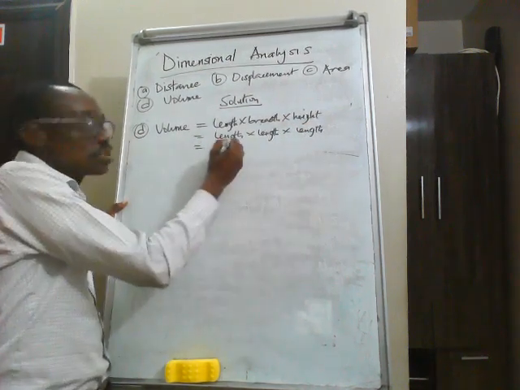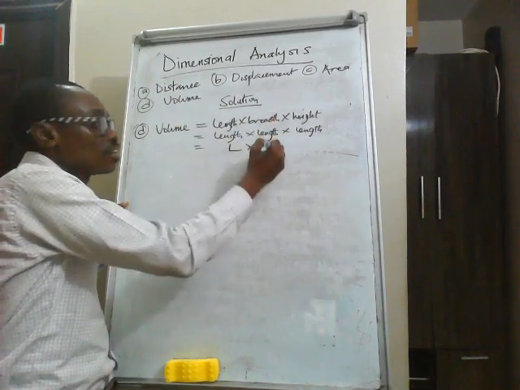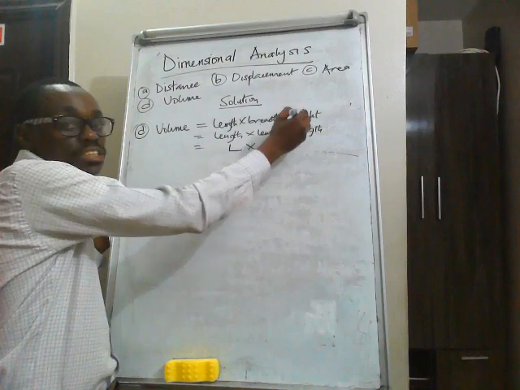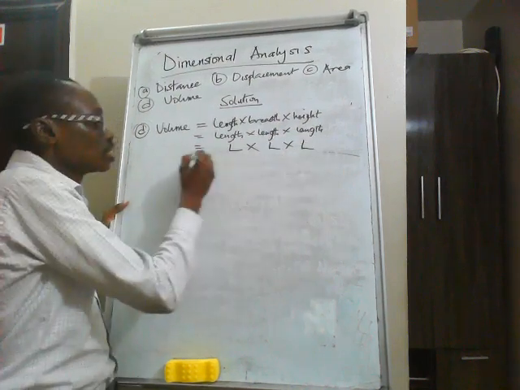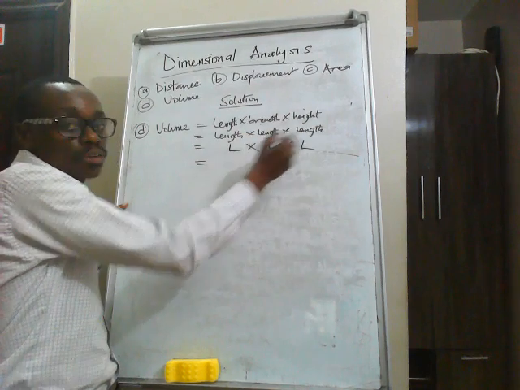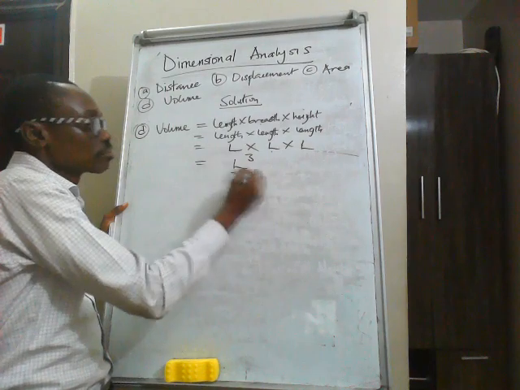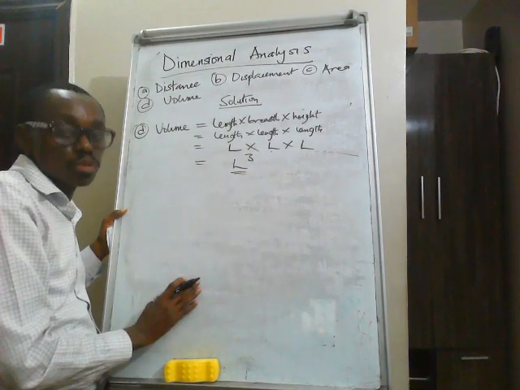Now, what is the dimension of length? L. Dimension of length, which is the breadth, L again. Dimension of length, which is height, L again. So at the end of the day, what is the dimension of volume? L times L times L, which is L raised to power 3. So this is the dimension of volume.